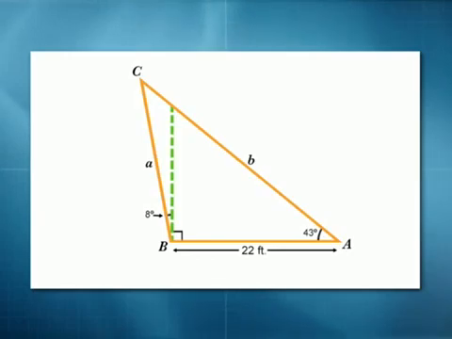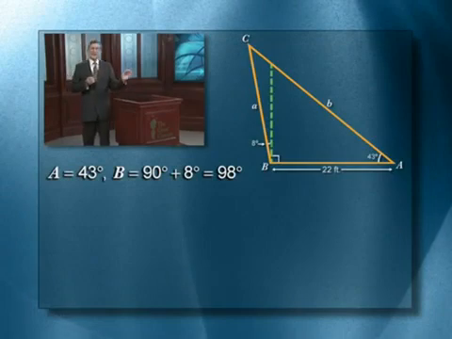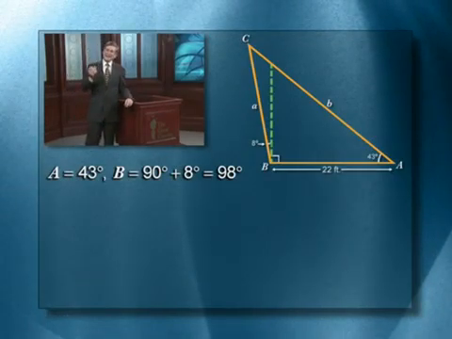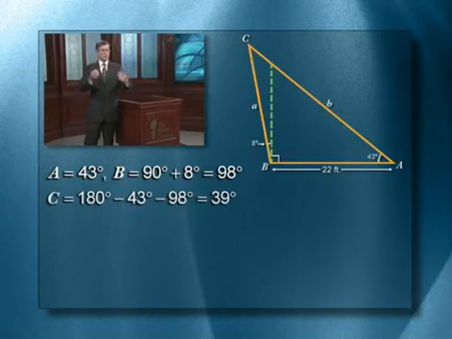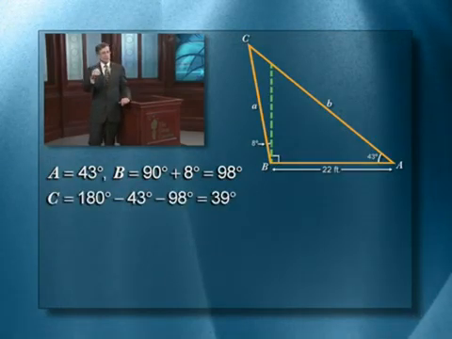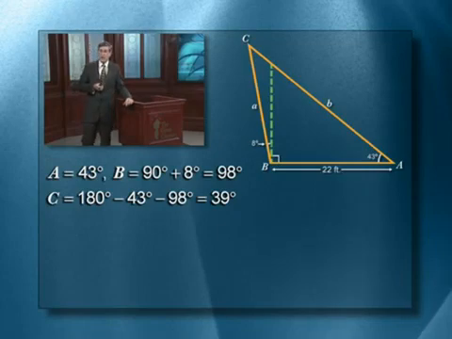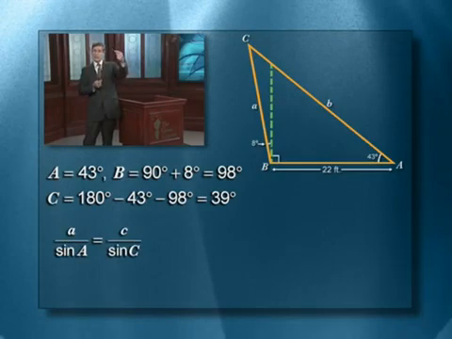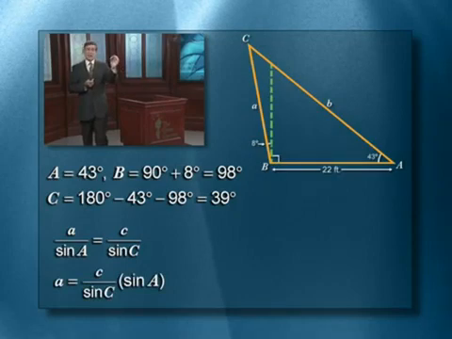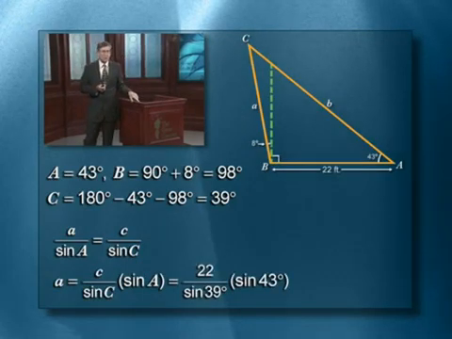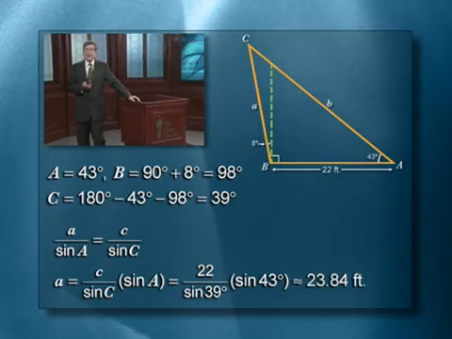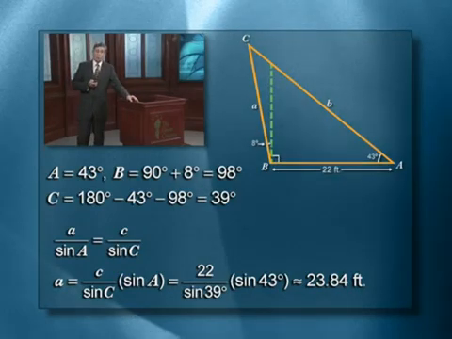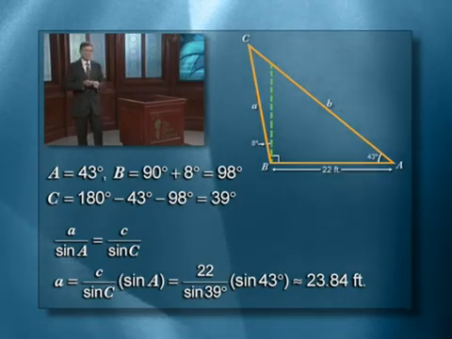So let's go ahead and do the arithmetic now to solve this problem. A is 43 degrees, B is 98 degrees, and of course now we know angle C, it's the difference, 180 minus 43 minus 98, or 39 degrees. And by the law of sines, a over sine A equals c over sine C. Solving for a, we have c over sine C times sine A, 22 over sine 39 times sine 43, comes out to be about 23.84 feet. That's how long the pole is, this slightly tilted pole.